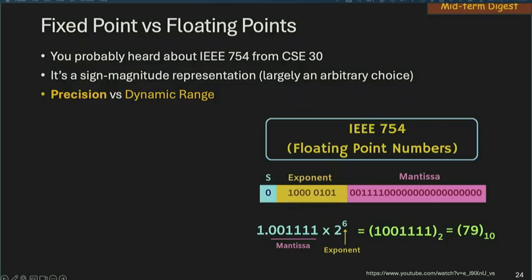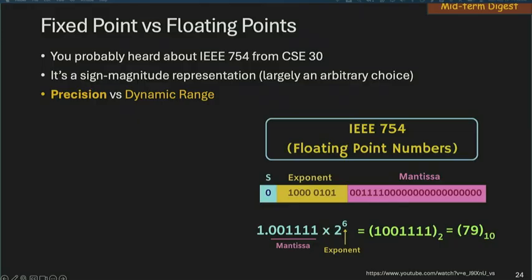And in floating point numbers, you have an exponent, which will be used as a power of 2. You also have a mantissa. The mantissa will be used as the numerals after the decimal point. And this is how we represent a number.